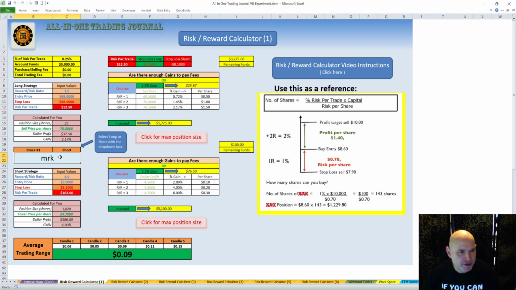You'll place the name of the stock here and choose whether it's a long or short by using the list box. If you want to go all in with this stock, then you would click maximum position size. What this is going to do is calculate out how many of these stocks you can purchase at $69 a share.